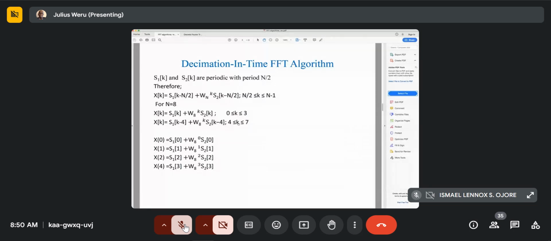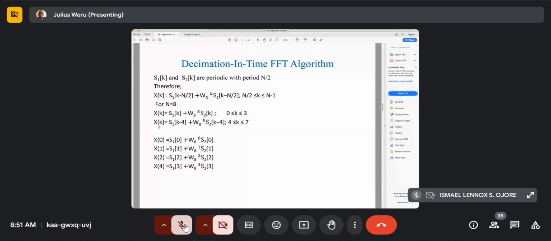Because this is 7, this is from 4. This means 4 minus 4. This is simply S1 of 0. And here, only the K is changing. And this one is S2 of, K is equal to 4. That, of course, will be S2 of 0.